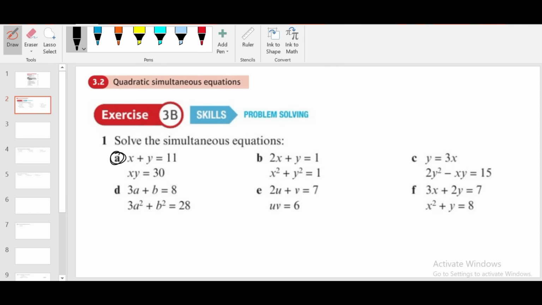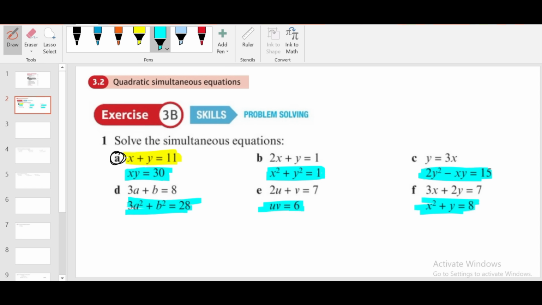Look at this question. In the previous topic, we learned solving linear simultaneous equations. That means both the equations will be linear equations. But here, the first one is a linear equation apparently, and the second is not. You see x and y together, or the power of x will be 2, or the power of y can be 2. These are all quadratic equations. So you have one linear, one quadratic.